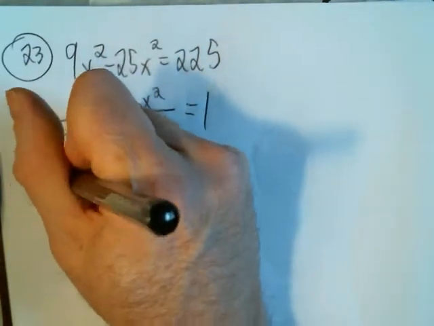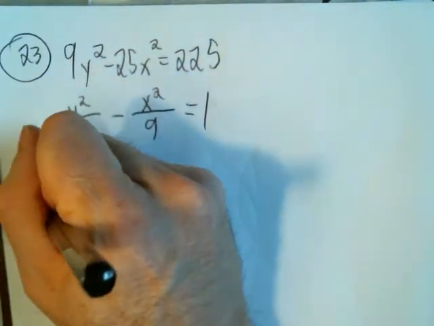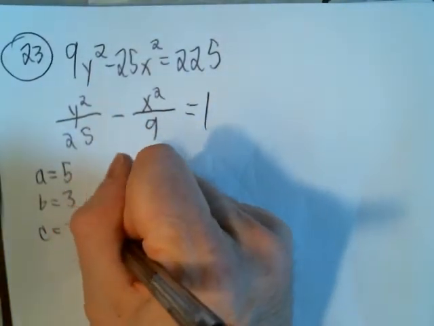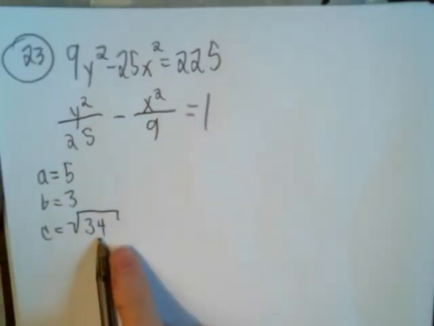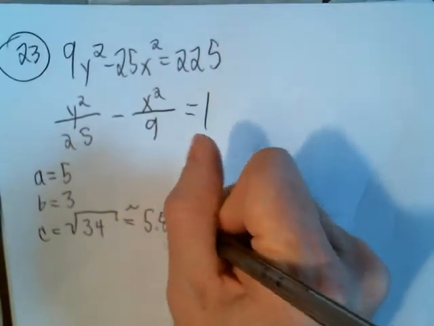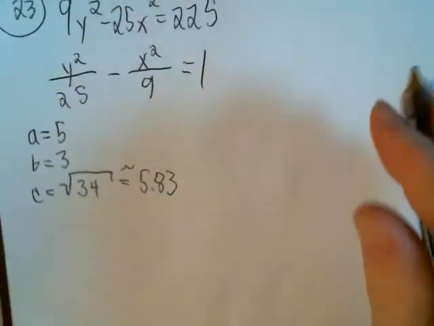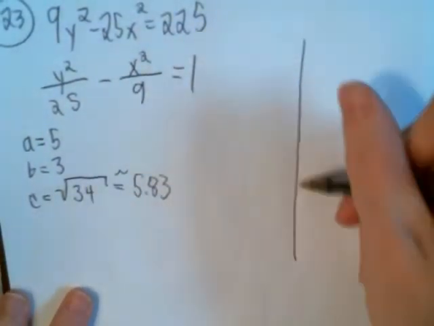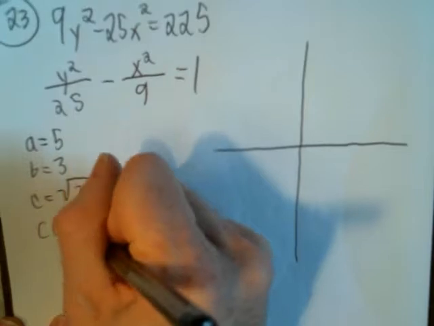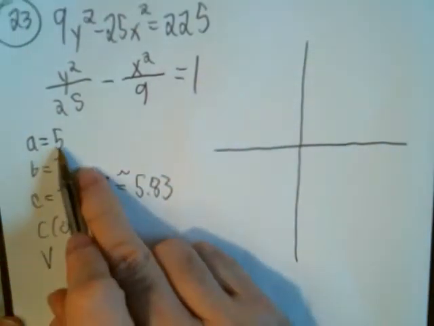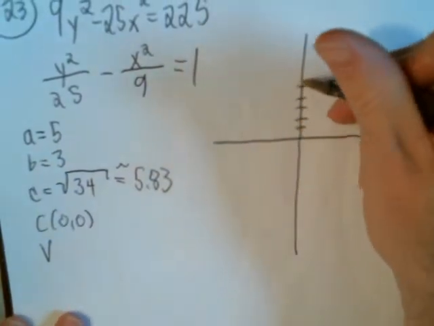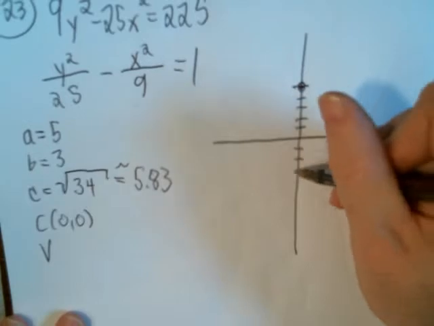So let's get our information. The a is 5. The b will be 3. The c will be square root of 34. Just a squared plus b squared is 34. An approximation of that is 5.83. And then we can start worrying about our graph. Okay, so for my vertex, the center, of course, is 0, 0. My vertices, now I'm going up and down to get to those points. So I go up 5, 1, 2, 3, 4, 5, and then down 5, 1, 2, 3, 4, 5.